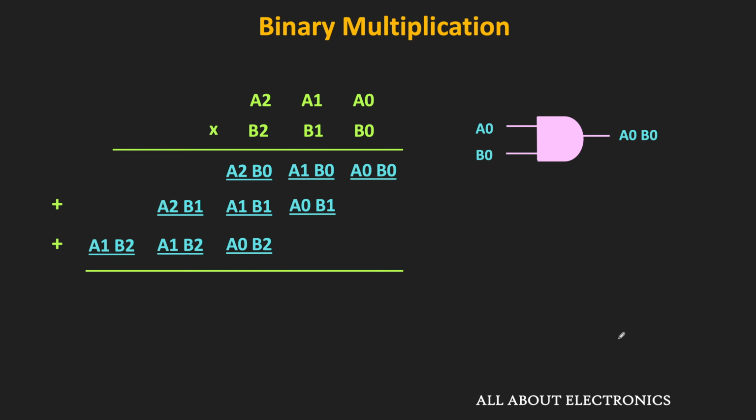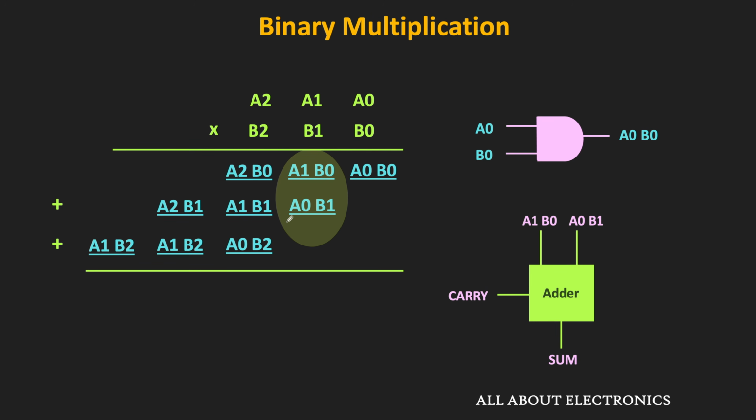And once we get all these multiplication terms, we can add them with the help of adder circuits. For example, A0 B1 and A1 B0 can be added with the help of an adder circuit. Similarly, we can add A2 B0, A1 B1 and A0 B2. That means to design this array multiplier or combinational multiplier, we need AND gates as well as adder circuits. So first, let us start with the 2-bit multiplier and see how to design it.